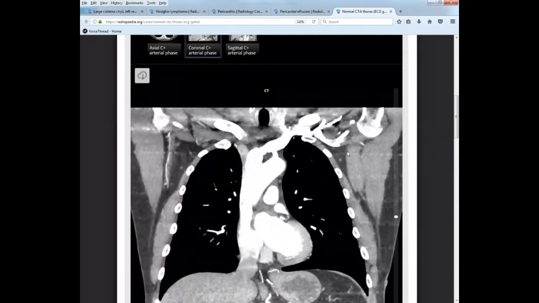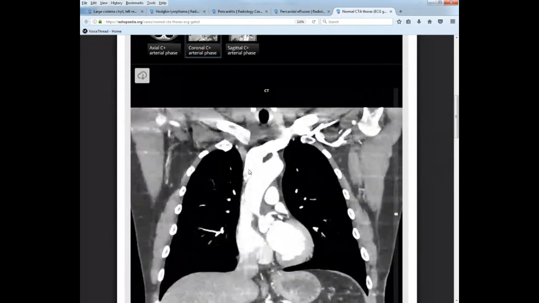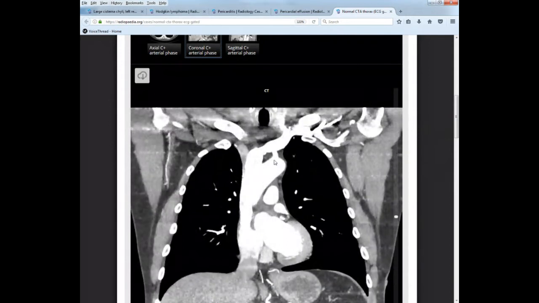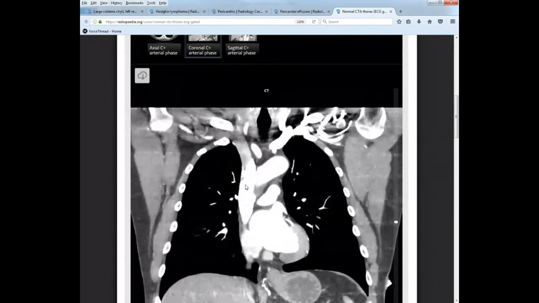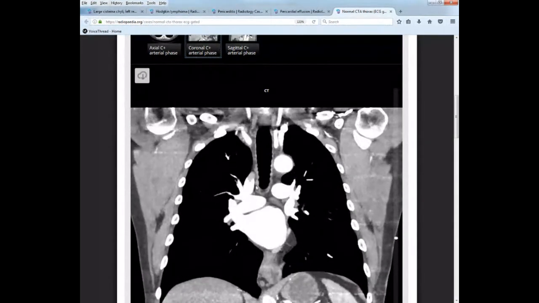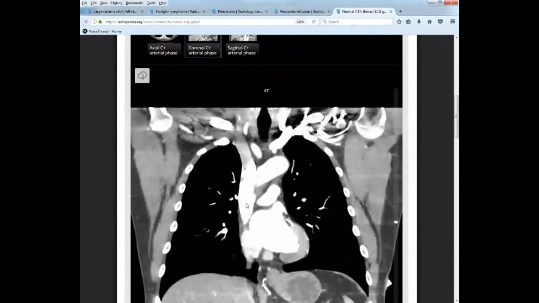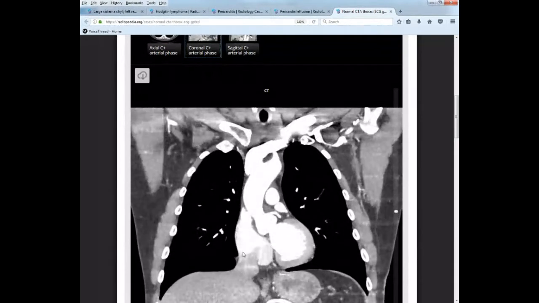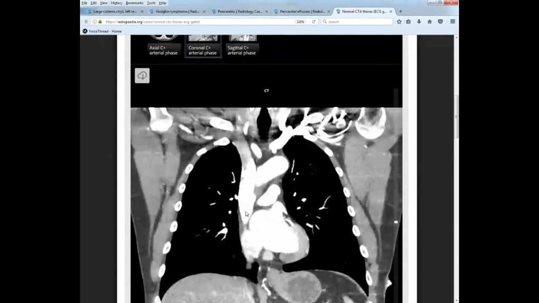And that's just because it has to travel from the left side of the body to the right side, because the superior vena cava, which is seen here, it's kind of muddied because this is the aorta coming up right here. But you can just kind of see the superior vena cava here. Superior vena cava emptying into the right atrium, and then the inferior vena cava coming up inferiorly into the right atrium.